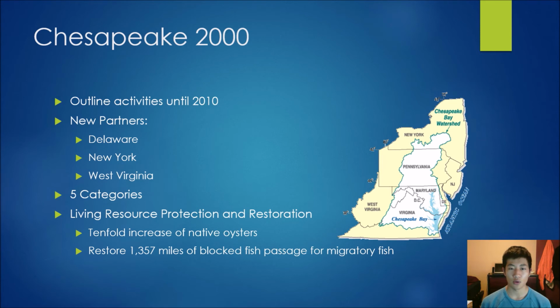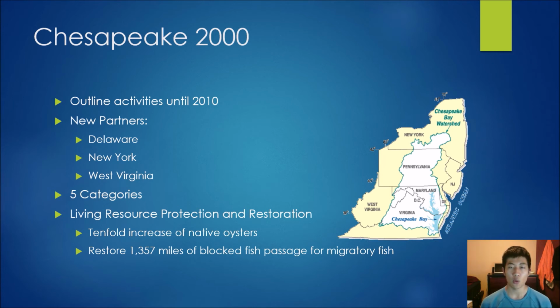So, once again, there were different categories covered with goals and commitments, and this time there were 5. Again, instead of covering all of them, I'm going to just cover 1, and this time it'll be the living resources, protection, and restoration. Now, there were many goals within this category, broken down by the type of wildlife, so I'm only going to cover the big ones.